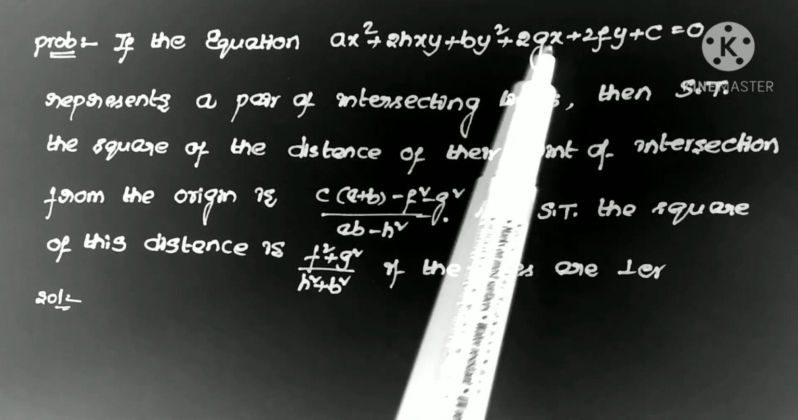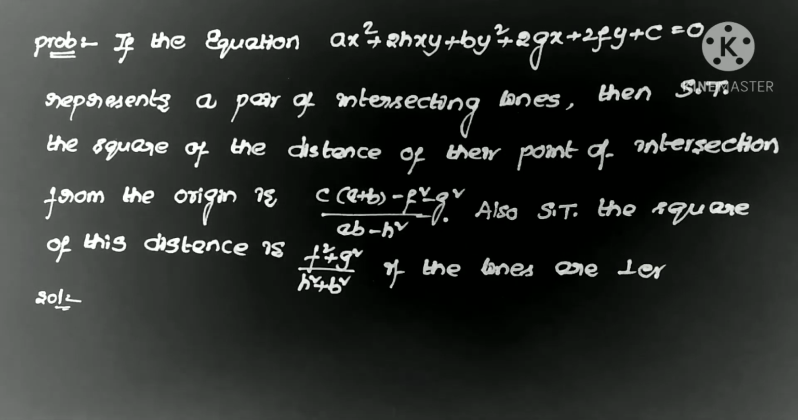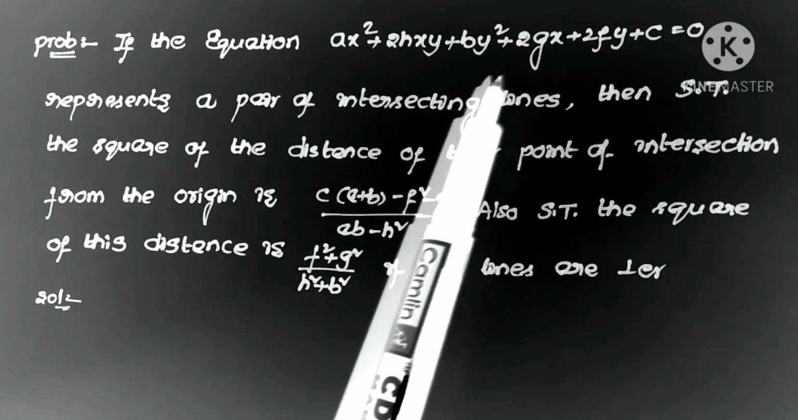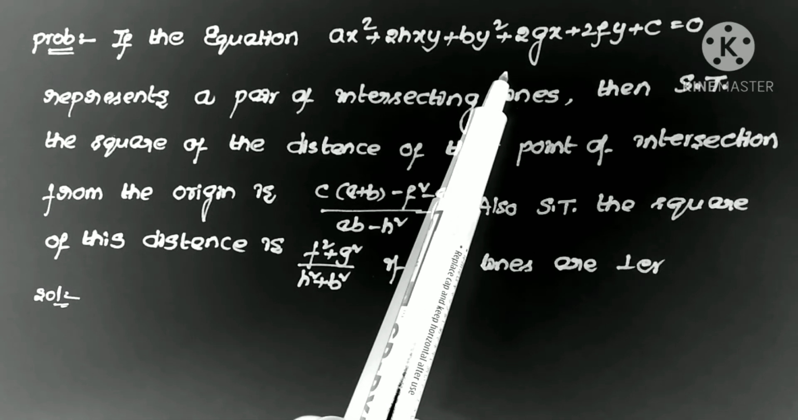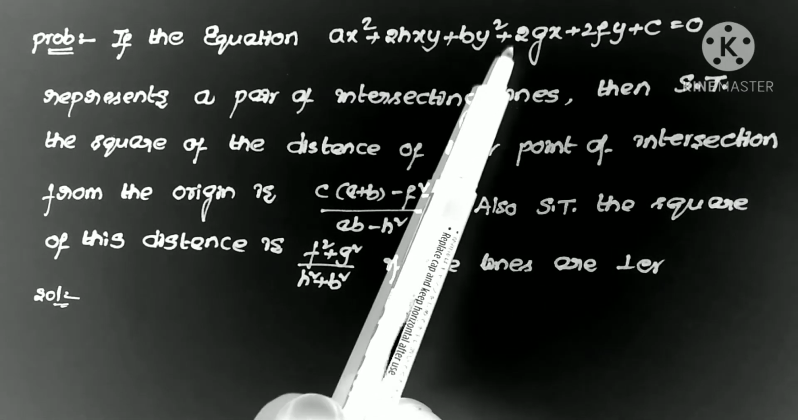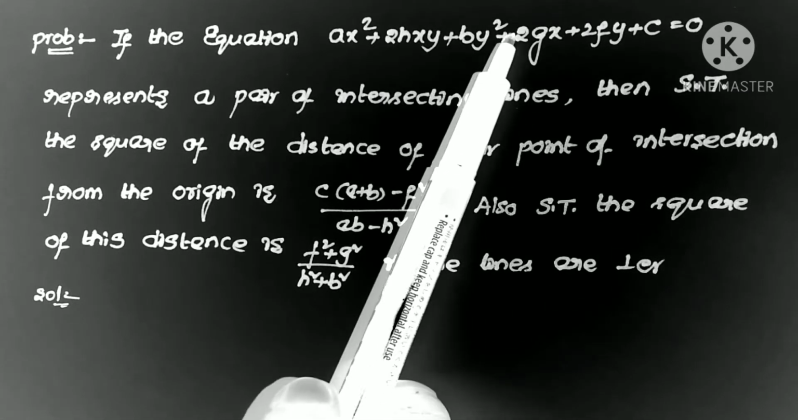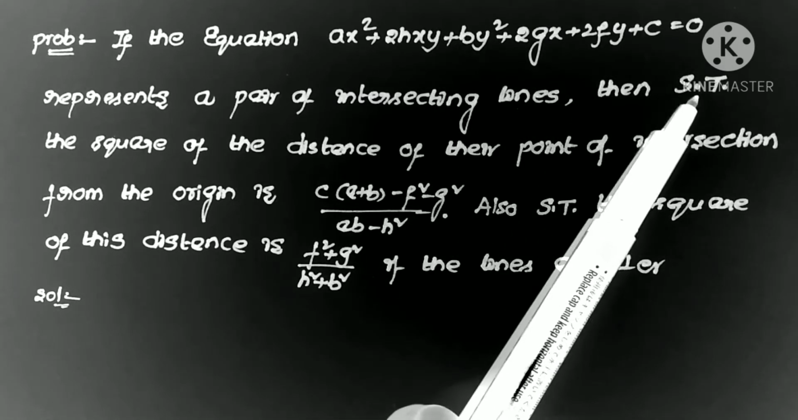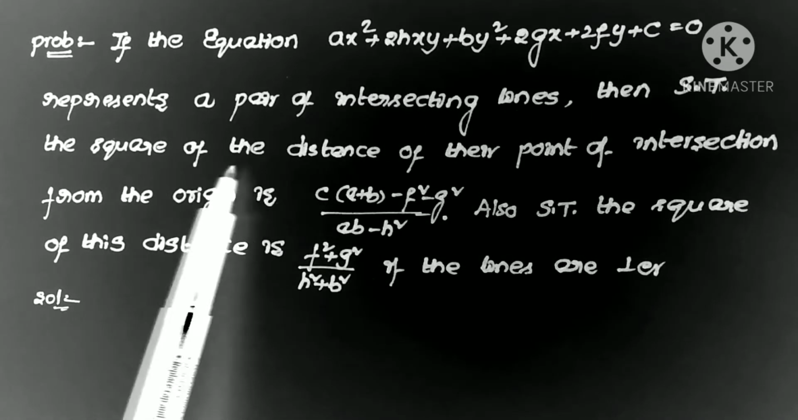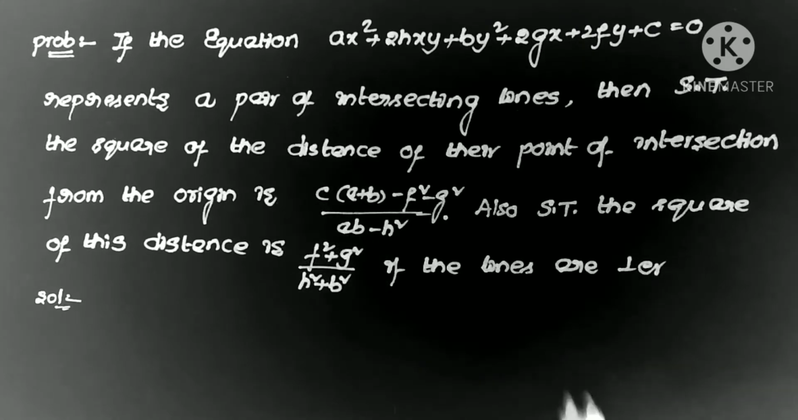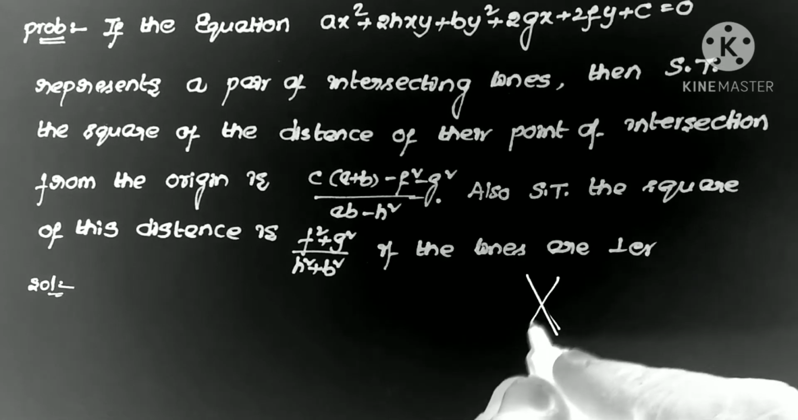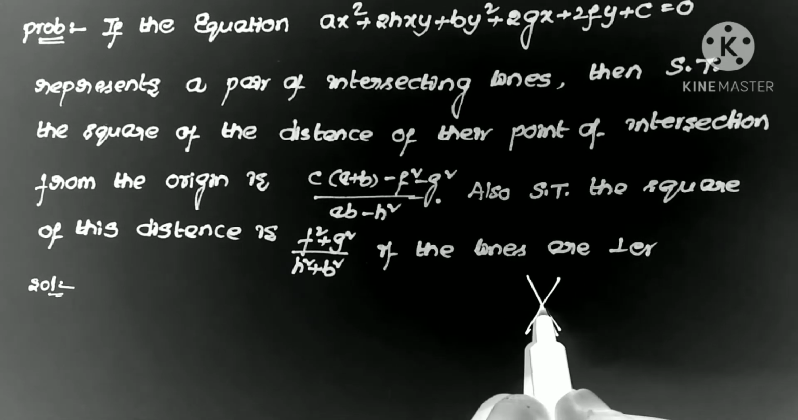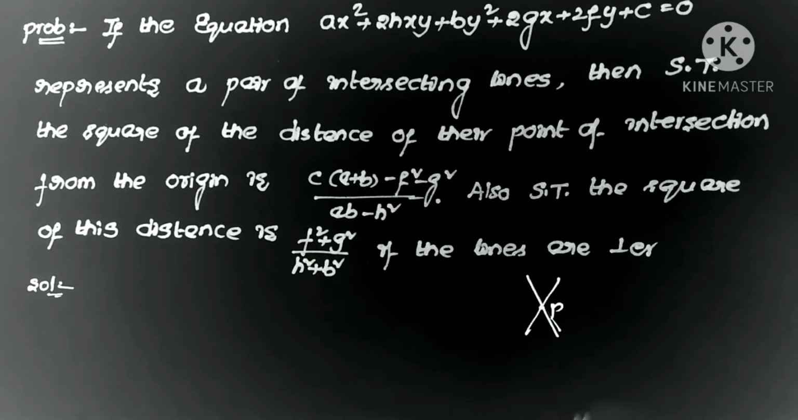So the given question is that the equation represents a pair of intersecting lines. First, we take the lines represented by this equation as L1x + M1y + N1 = 0 and L2x + M2y + N2 = 0. Those are the lines represented by the given equation. Suppose these are the lines, and this is the point of intersection of the two lines.